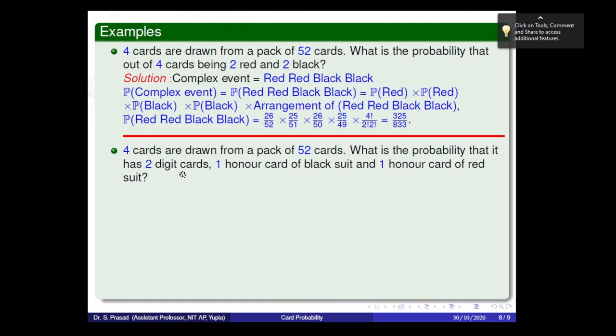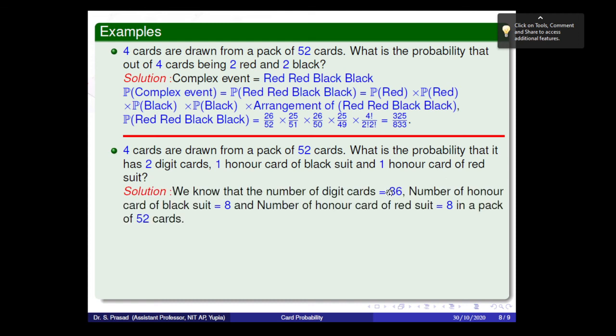Now the next question: 4 cards are drawn from a pack of 52 cards. What is the probability that it has 2 digit cards, one honor card of black suit and one honor card of red suit? Now here we write that, we know that the number of digit cards is 36, and the number of honor cards of black suit is 8, because we know that the cards are divided into two parts, red cards and black cards. Red contains diamonds and hearts, and black contains spade and club.